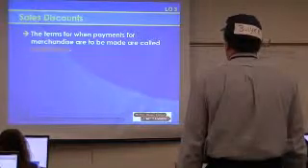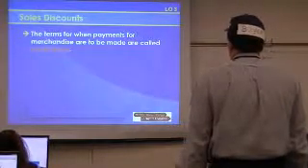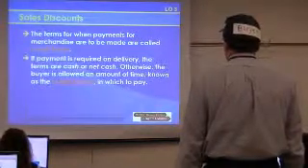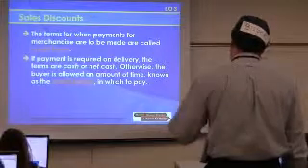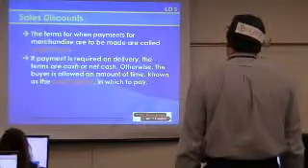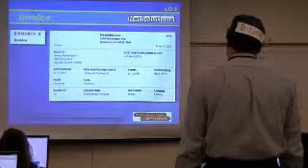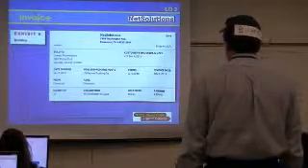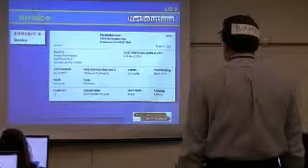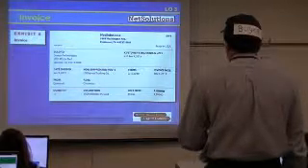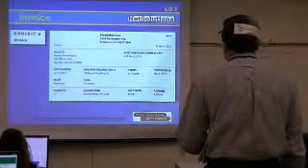How about sales discounts? The terms for the payment of merchandise that would be made are called credit terms. All right. We said that a sales discount is what we're offering the buyer to pay early. And it's going to be on the invoice someplace. Here it is, right here. There's the terms. 2/10 net 30. Anybody know what that means?